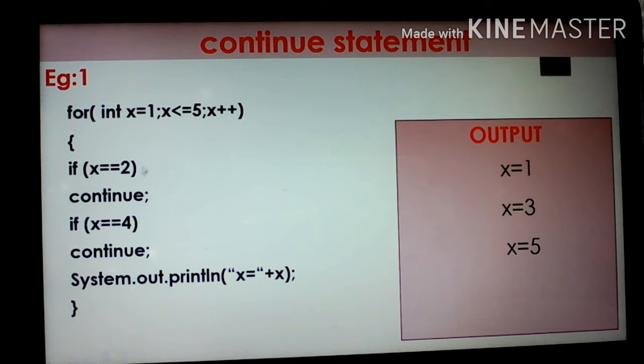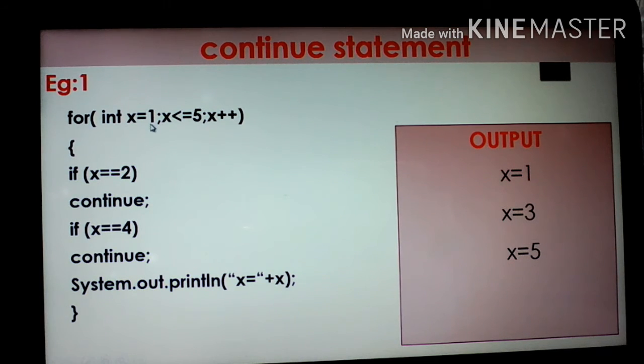Here, for int x equal to 1, x less than or equal to 5, x plus plus, opening the loop: if x equal to 2, continue. If x equal to 4, again continue. Then System.out.println x equal to plus x, closing. Let us see the working.